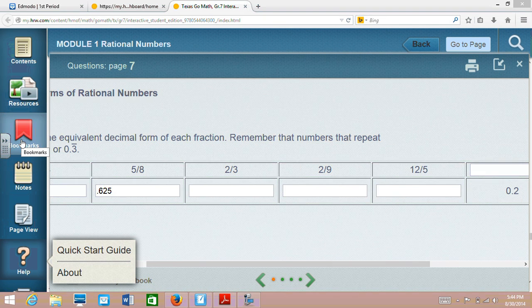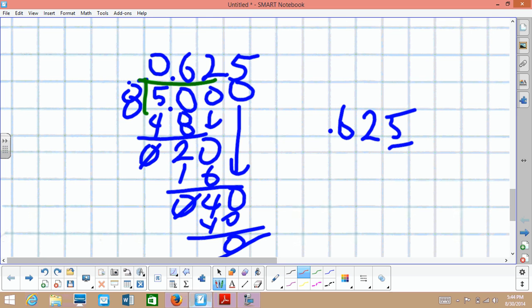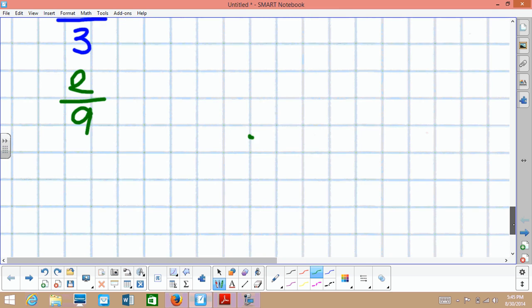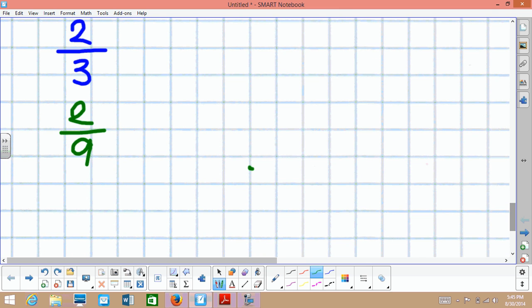So going back to this, the homework for this part will be 2/3, 9, 2/9, and 12 fifths. Right here. 2/3, what is 5/9? Nope. 2/9, 2/9, and 12 fifths. You are to convert those into decimals and bring them to class.